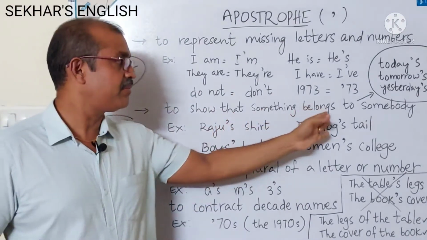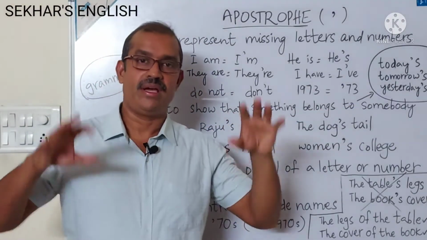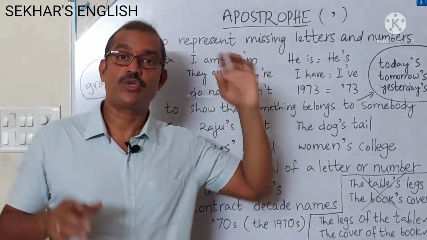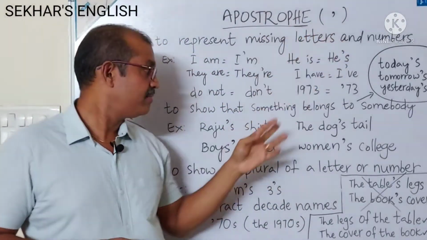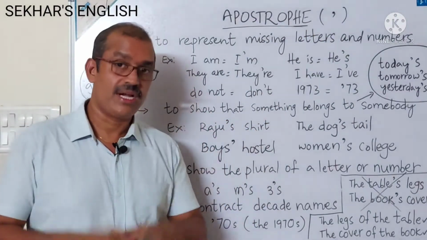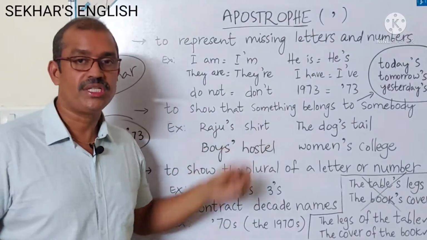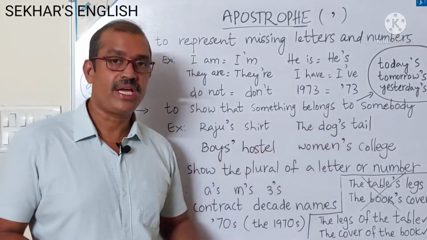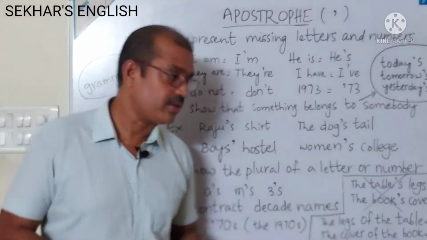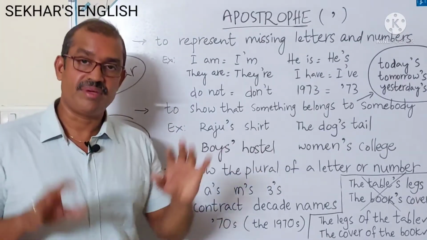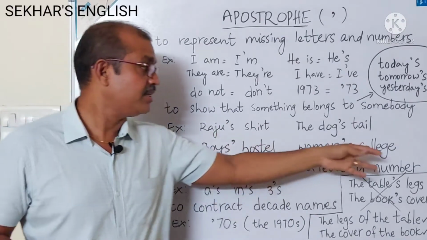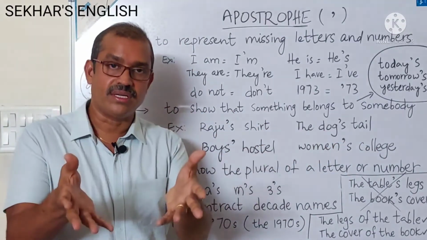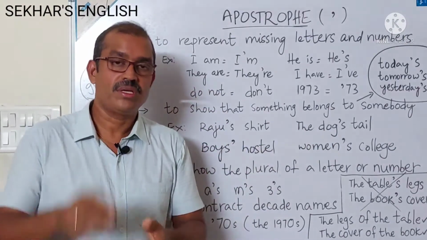To show that something belongs to somebody. That means an apostrophe indicates possession. Earlier it indicated omission because some letters were missing, but here it shows possession. Let us see one by one. Raju's shirt. That means the shirt belongs to Raju. The dog's tail. That means the tail belongs to the dog. Boys' hostel. That means the hostel belongs to boys. Here the college belongs to the woman. Here you see the dog is singular, so you have to use apostrophe S.